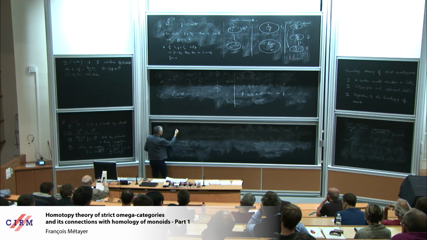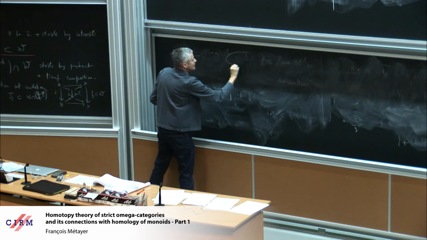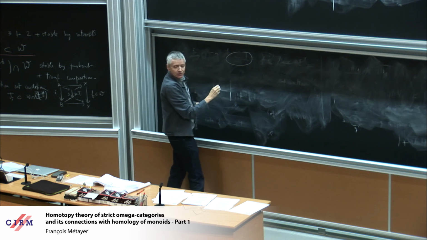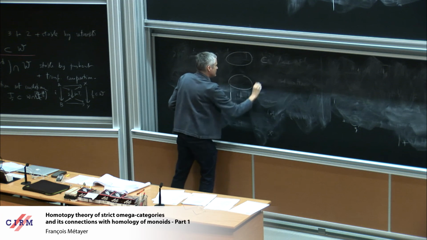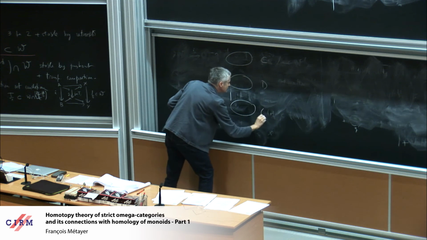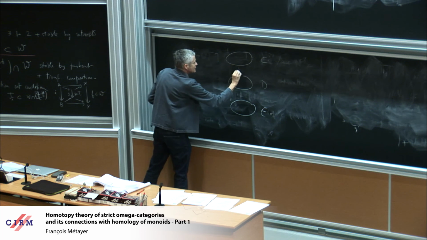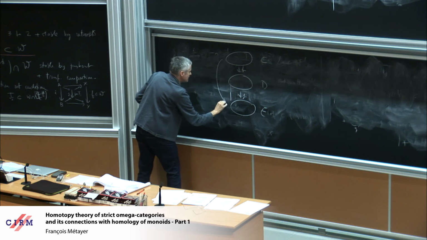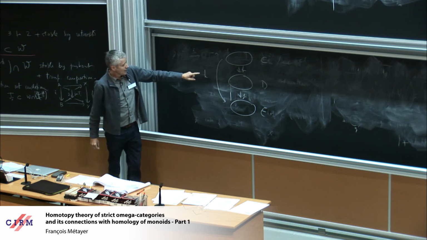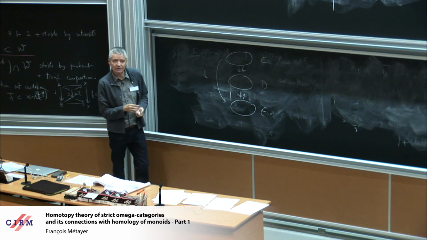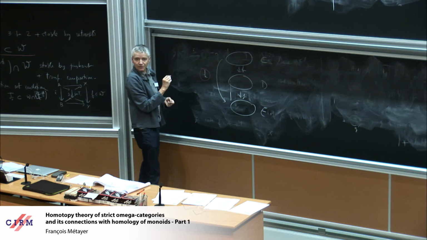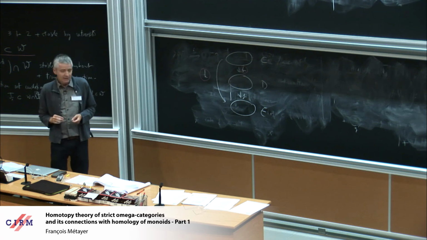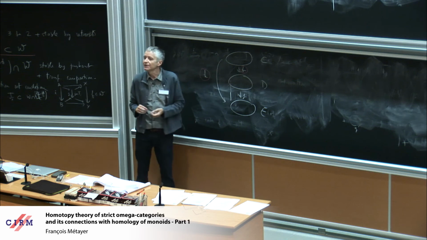So, again, you have F, G, and now you suppose that, so let's get another picture like this. And so here is F, here is G, and here is H. And now what you suppose is that H is a weak equivalence and F also is a weak equivalence. And you want to show that G is one.